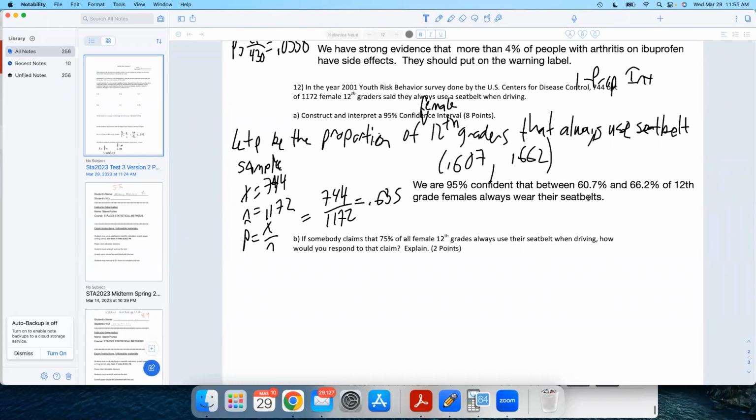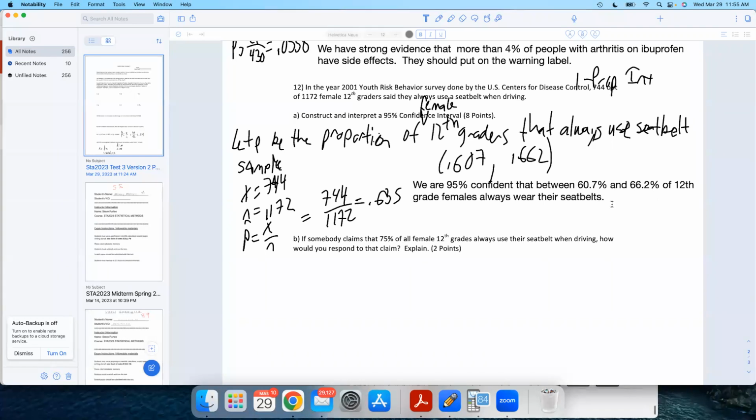I'm pretty darn sure the real answer is between these two values. Is it possible that the real answer is 75%? It's possible, but I'm 95% sure, actually more than that, that they're wrong. If it's not in the interval, you're done. I don't have to do a whole hypothesis test. No, I don't believe it. It's not in the interval.